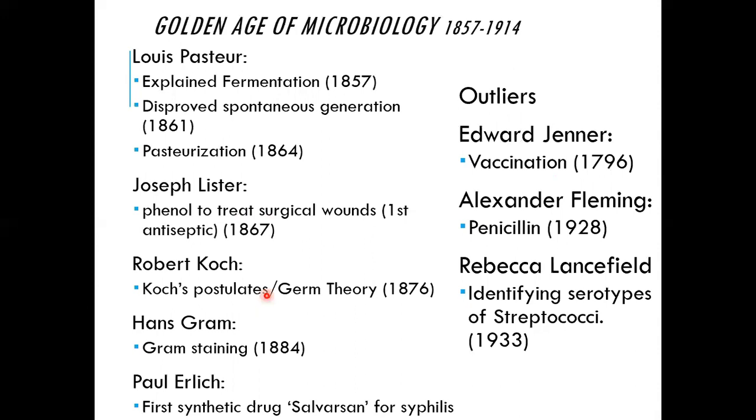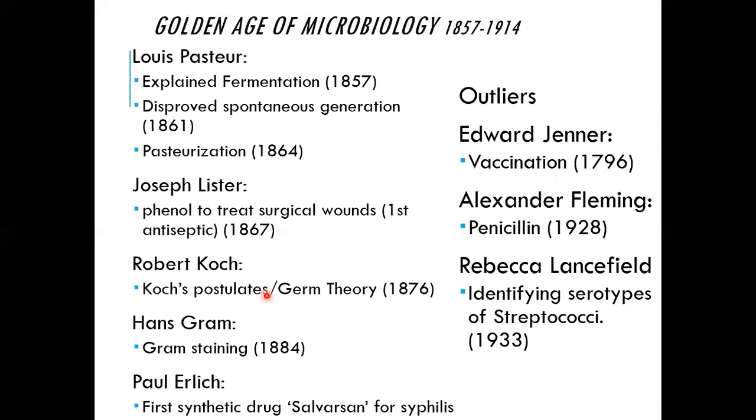Outliers. Before all this happened, Edward Jenner came up with vaccination. He gave people cowpox to prevent them from getting smallpox. That vaccine is still working today. Most people don't get it anymore because smallpox has been eradicated. Vacca means cow, so you get cowpox. That's what vaccination comes from.